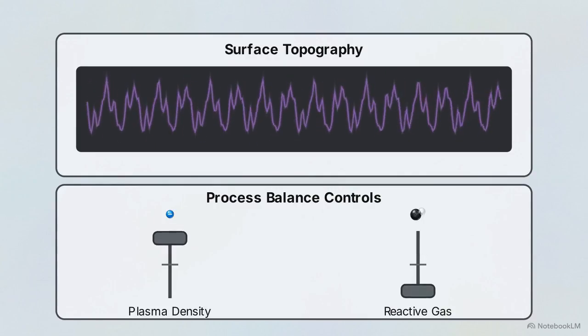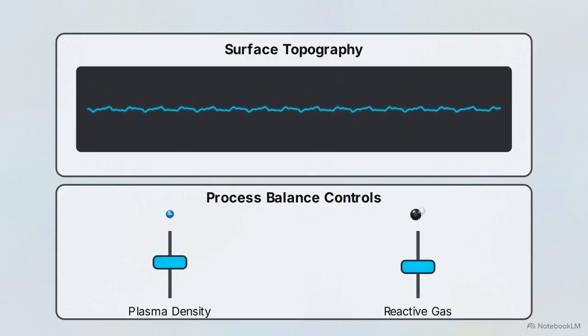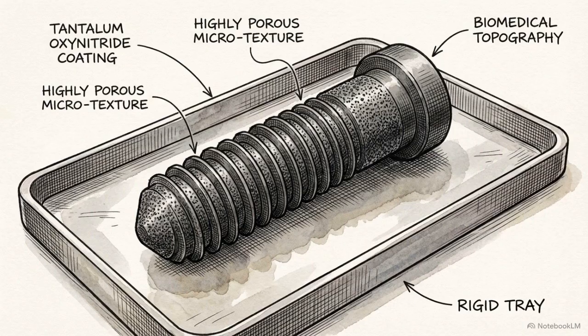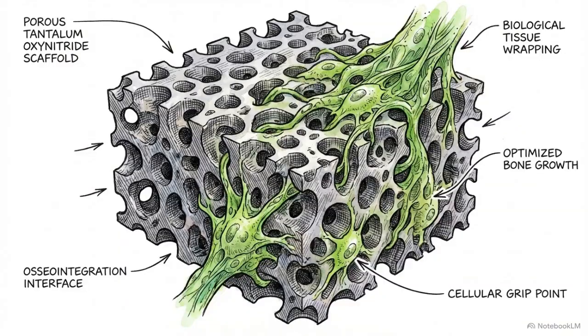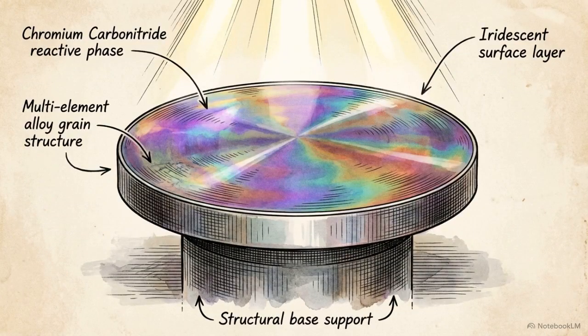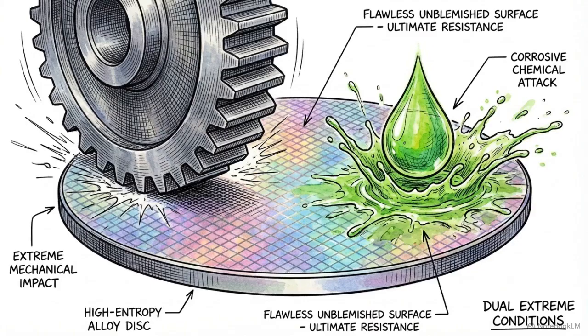Balancing plasma density and reactive gases controls surface topographic roughness. This enables the creation of specialized finishes, such as tantalum oxynitride coatings, which possess a specific texture optimized for integration with biological tissue. Manipulating the phase composition via reactive sputtering yields unique high-entropy alloys and chromium carbon nitride coatings that achieve extreme mechanical hardness while maintaining highly tailored chemical resistance.